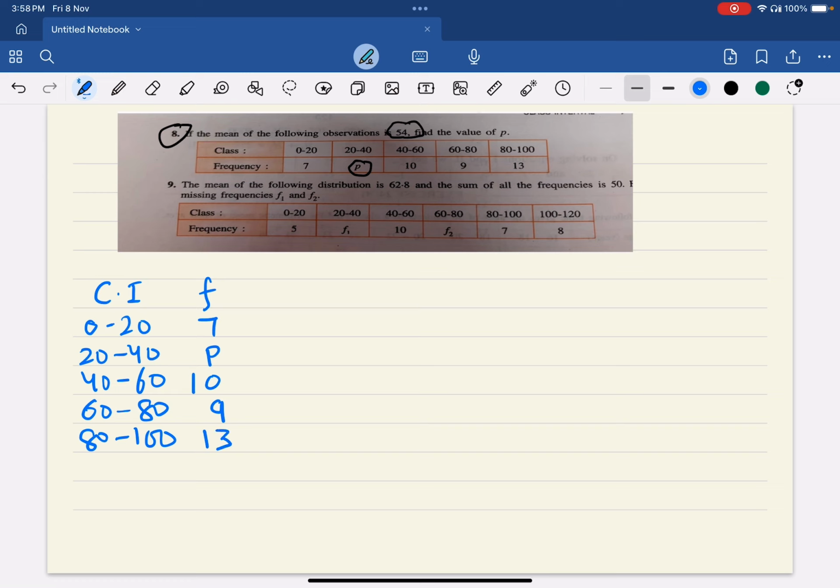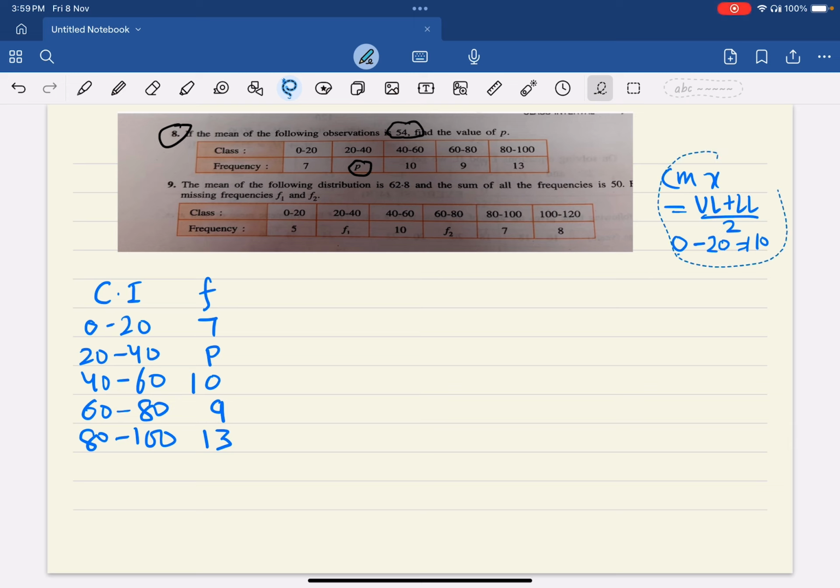Now, whenever class interval is given, we need to find the class marks. Now, what are class marks? We write class marks as X. It is the upper limit plus lower limit divided by 2 for any class interval. So if I look at the class interval 0 to 20, the upper limit is 20, lower limit is 0. You add them and divide by 2 and we will get 10 here. Also, if you notice the class width, which is upper limit minus lower limit.